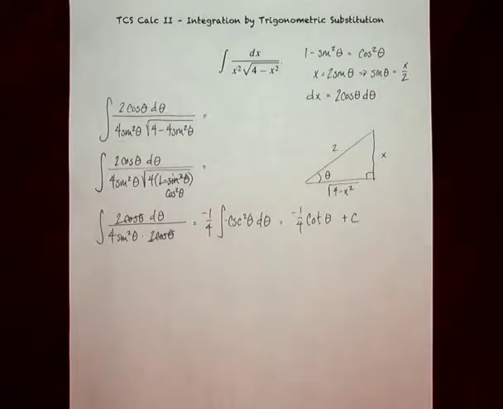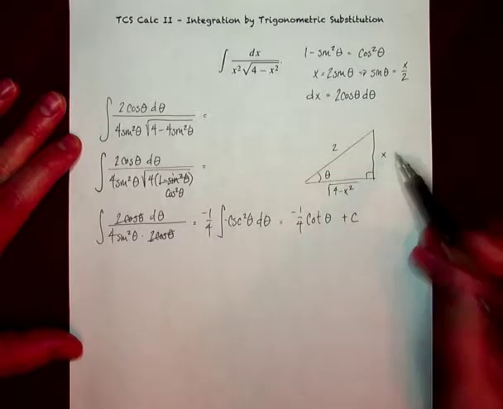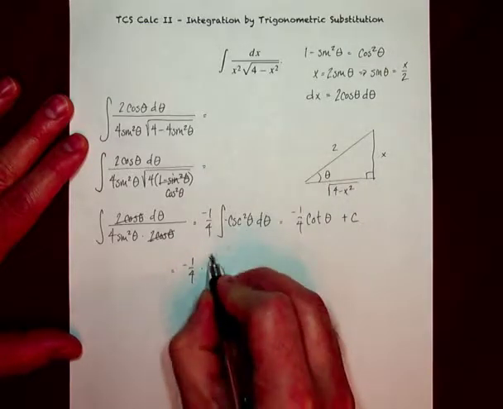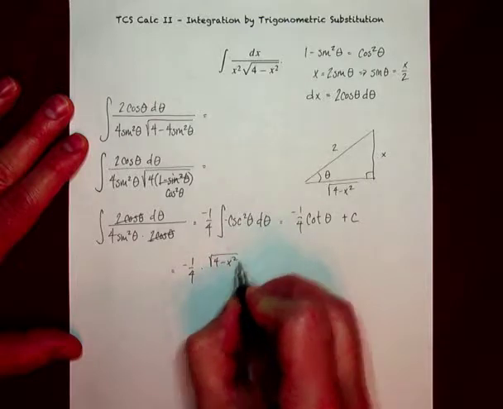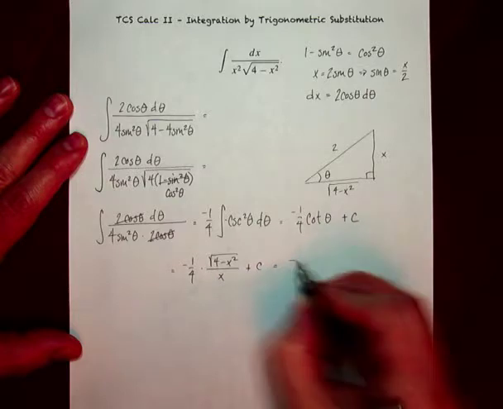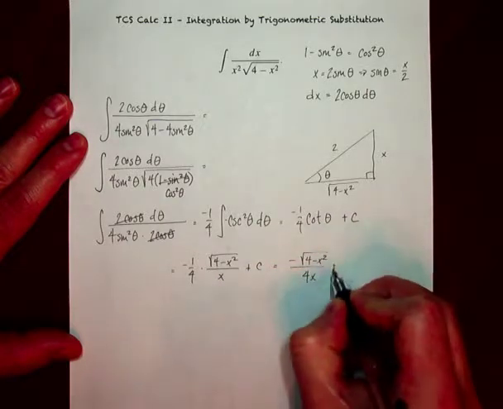Now, from here, obviously cotangent is going to be adjacent over opposite, so when I substitute back in, I'm going to get the square root of 4 minus x squared over x plus c, or negative root 4 minus x squared all over 4x plus c.